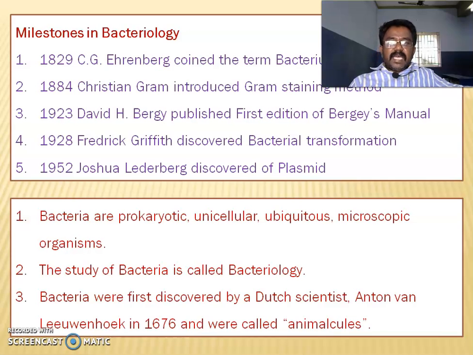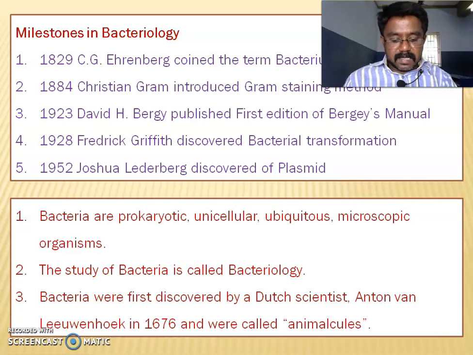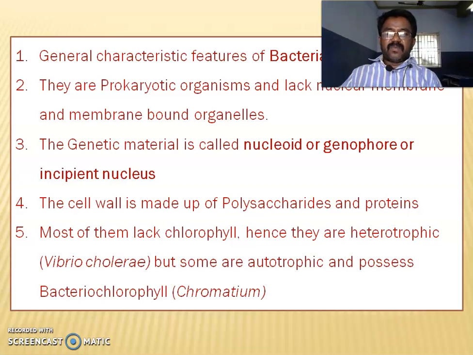Next, bacteria are prokaryotic, unicellular, ubiquitous, microscopic organisms. This is general information. The study of bacteria is called bacteriology. Bacteria were first discovered by a Dutch scientist, Anton van Leeuwenhoek, in 1676. Underline the important scientist name and year. They were called animalcules.